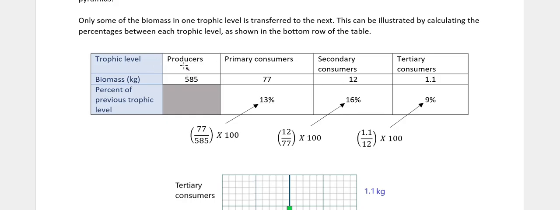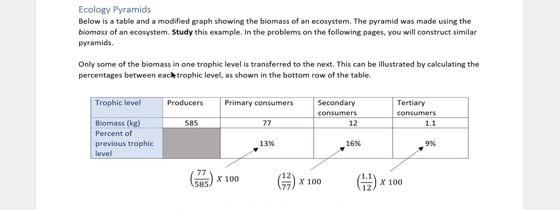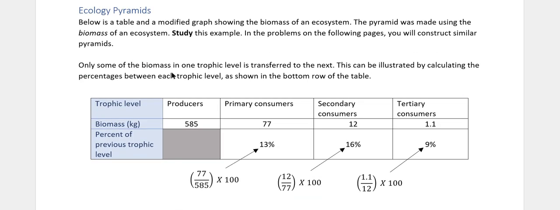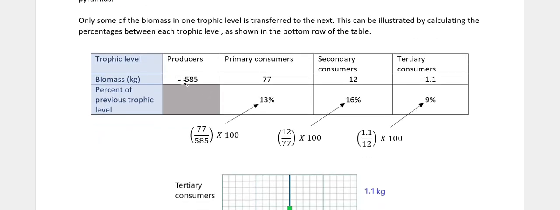In this example, we were given an ecosystem that gives us the biomass of different trophic levels. So we have producers, primary consumers, secondary, and tertiary consumers. The producers have 585 kilograms. Primary consumers 77 kilograms, and that's the total weight of the entire trophic level.